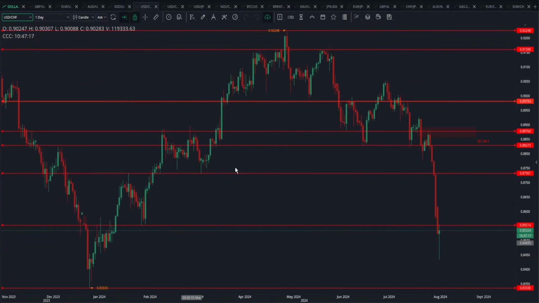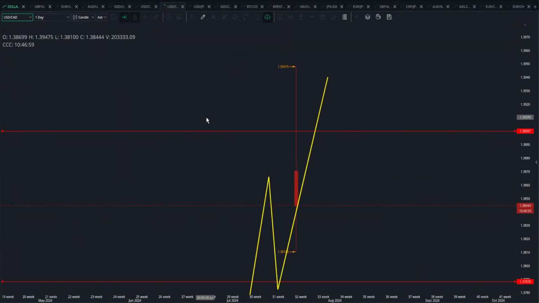What about the USD CHF? Almost all targets from this fair value gap are taken. Friday's closing below 0.8551 has exposed 0.8333. So what does it mean? Tomorrow or maybe the day after or maybe this week, 0.8333 is exposed now in this market. USD CAD. Why are my charts not loading?